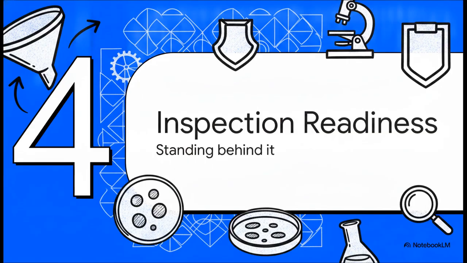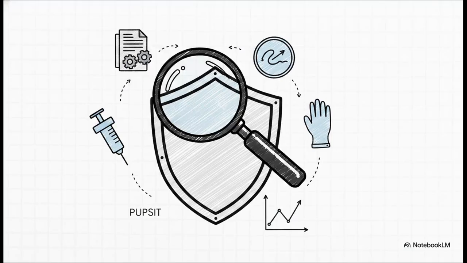Let's look at Section 4, Continuous Inspection Readiness. This is all about standing firmly behind your sterility assurance when the auditor finally arrives. Here is a highly practical checklist of the specific areas an inspector will probe to test the integrity of your operation. They will absolutely expect documented evidence that your contamination control strategy is actively applied and working.